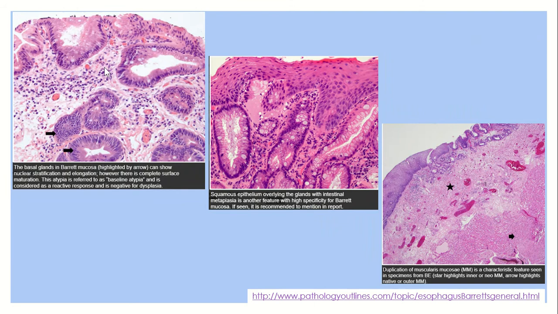Another histologic feature is the basal glands in Barrett's mucosa, where we can show the nuclear stratification and elongation. Another histologic sign is the squamous epithelium overlying the glands with intestinal metaplasia. You see here the squamous epithelium and underlying columnar epithelium, the intestinal epithelium with the goblet cells. Also the duplication of the muscularis mucosae is a characteristic feature in Barrett's esophagus. Here the star highlights the inner muscularis mucosae, and the arrow highlights the native or outer muscularis mucosae.